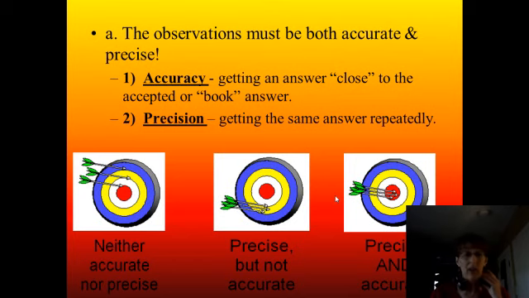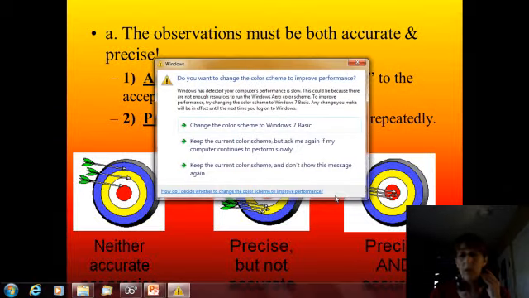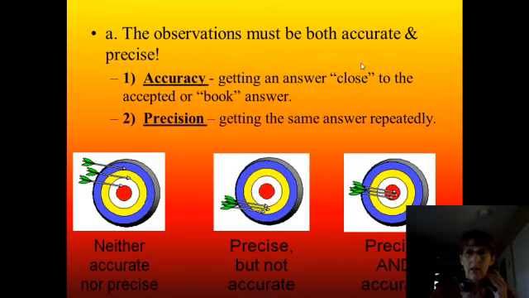So accuracy, if you look at the little arrows, accuracy would be the one where the arrows, the 3rd one over on the right, where the arrows are all hitting the bullseye. And then if you look at the one that's precise, it's where they're grouped closely together.